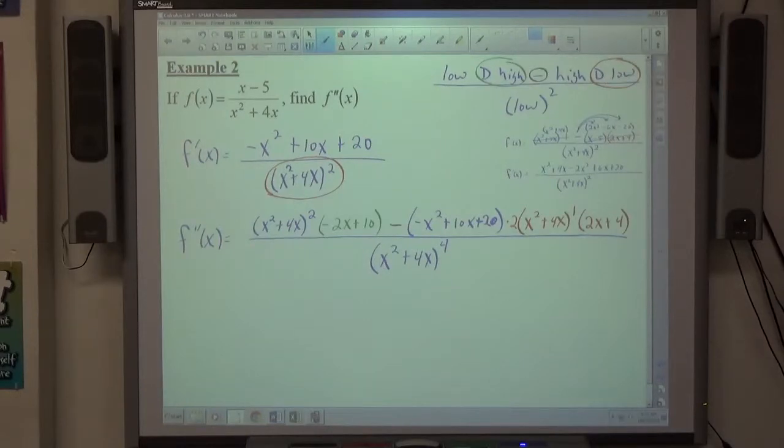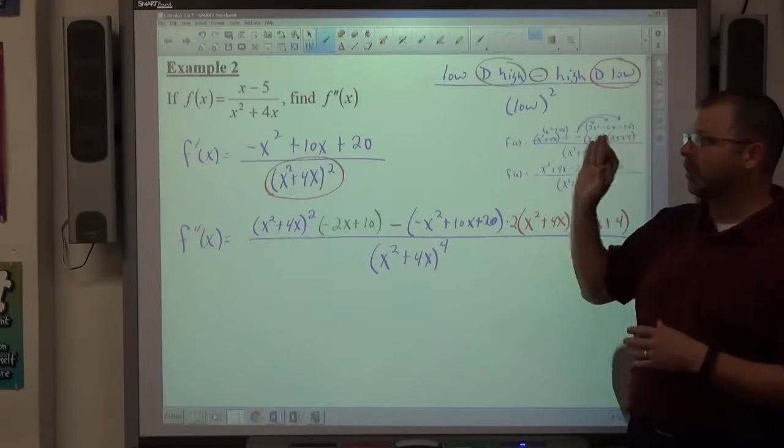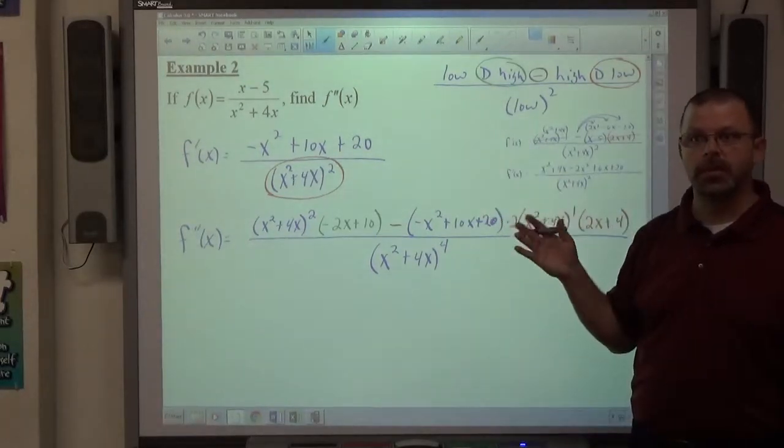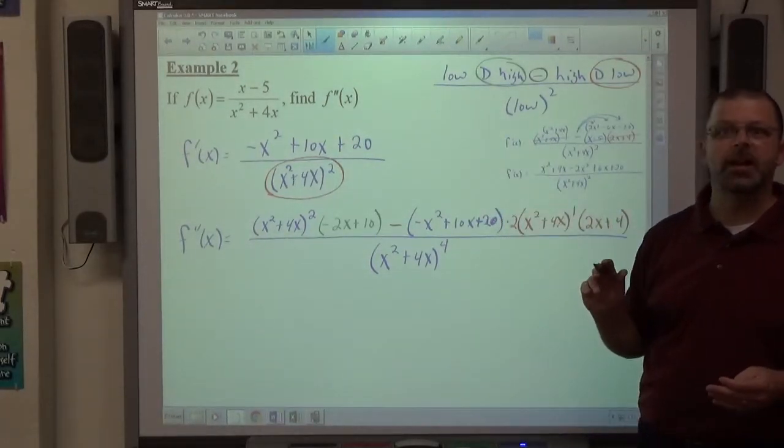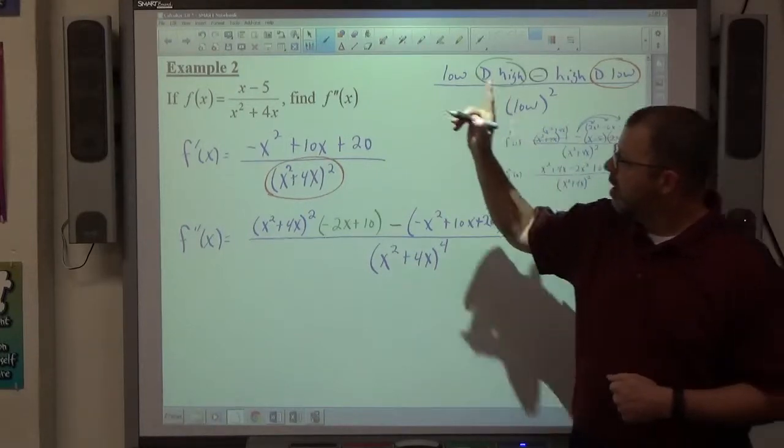Now, we can look at this and be a little bit intimidated by it, or we can think it through. Something that's going to happen every time when you do the chain rule in conjunction, or I should say second derivative with a quotient. Okay, this happens all the time. It's not uncommon.